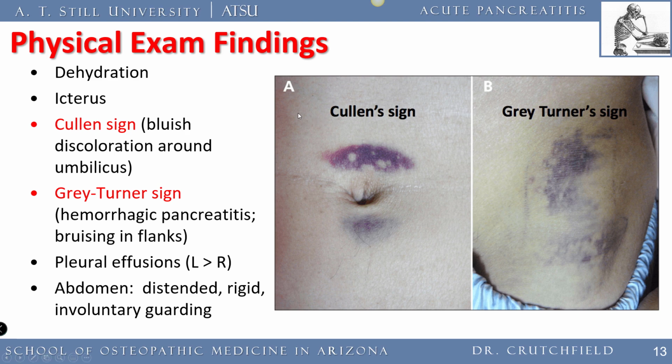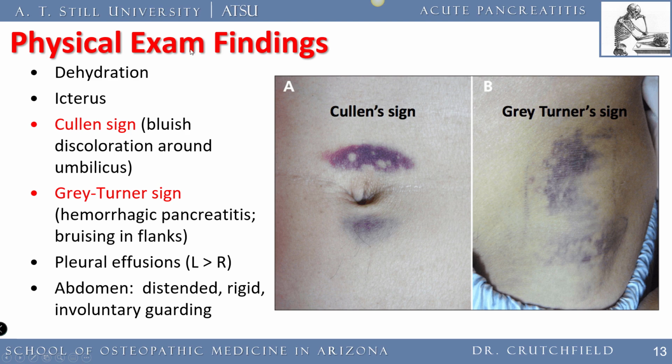Physical exam findings here. Cullen sign, which is a bruise around the belly button, and Gray-Turner sign, which is a flank bruise. We can see these. These are usually signs of retroperitoneal hemorrhage, can be seen in trauma, can also be seen in hemorrhagic pancreatitis. We've mentioned this before in other talks.